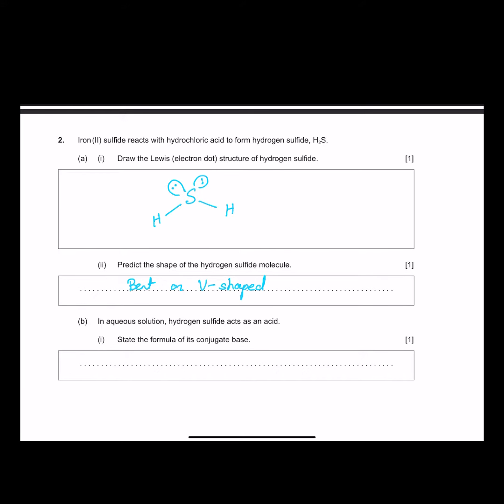In aqueous solution, hydrogen sulfide acts as an acid. Say the formula of its conjugate base. To write the formula of the conjugate base of any acid, we have to remove an H+ ion from the acid. On removing an H+ ion from H2S, it would become HS-. And that would be the conjugate base of H2S.